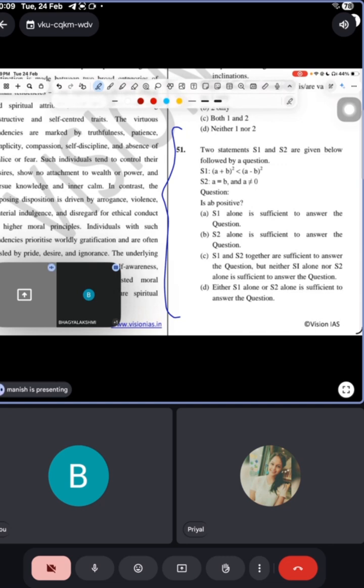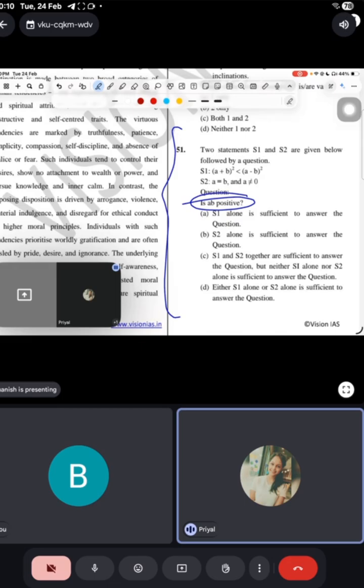S1: (a plus b) whole square is less than (a minus b) whole square. S2: a is equal to b and a is not equal to 0. And the question is: is ab positive? Tell me, what is the demand? See, there are two statements, and it asks the question: is ab positive?